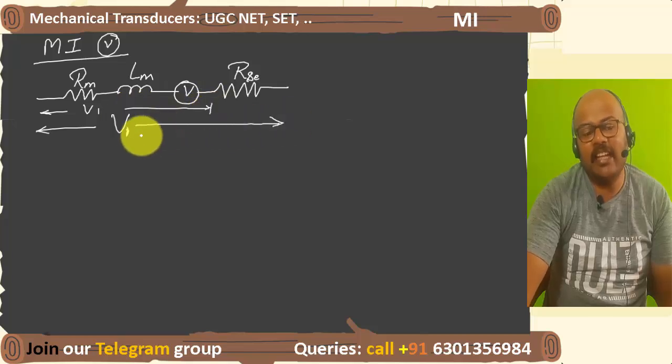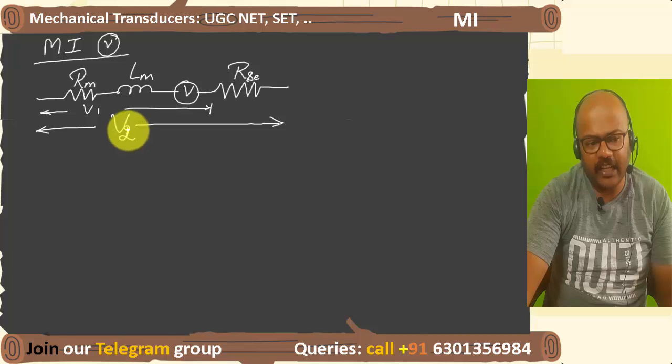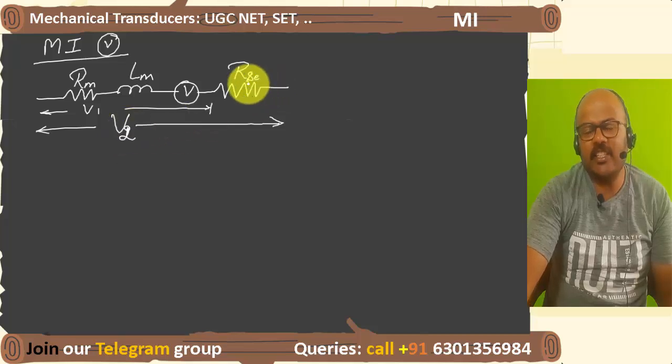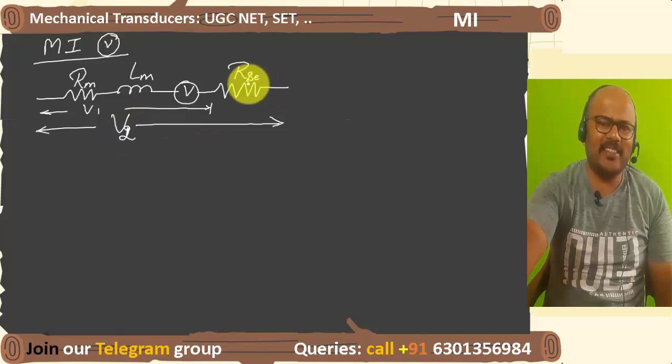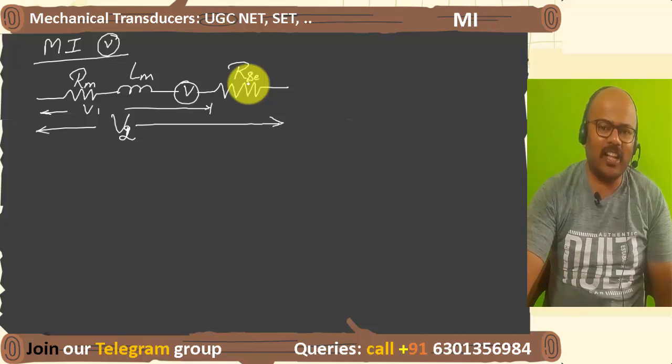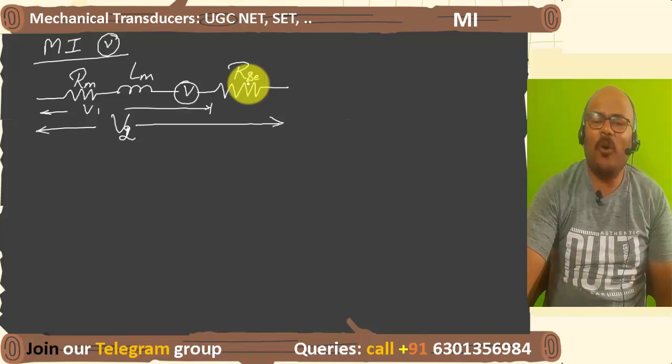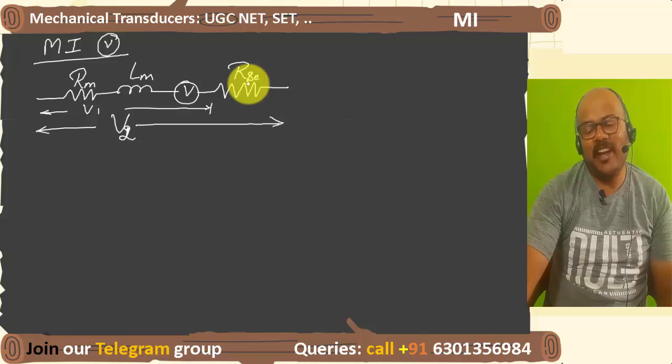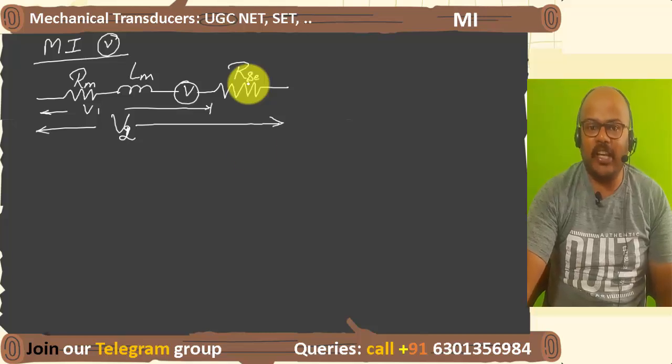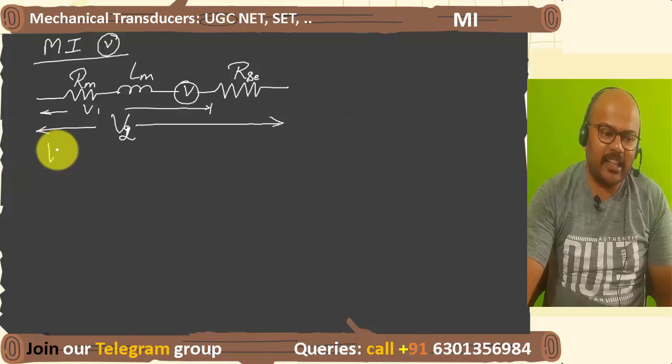Now, you have increased the range. You have connected a resistance in series, not only a sampling resistance, any resistance of your choice, nothing but a normal resistance. Voltmeter range will be increased. Range increases means sensitivity decreases. V2 is greater than V1.